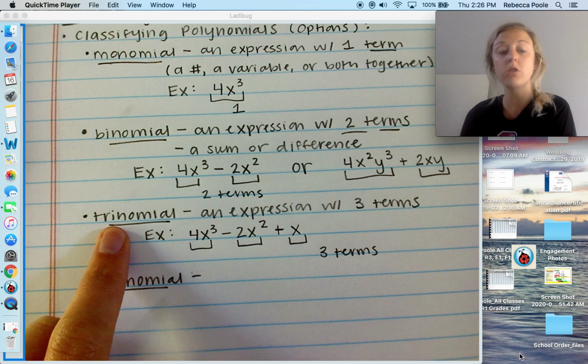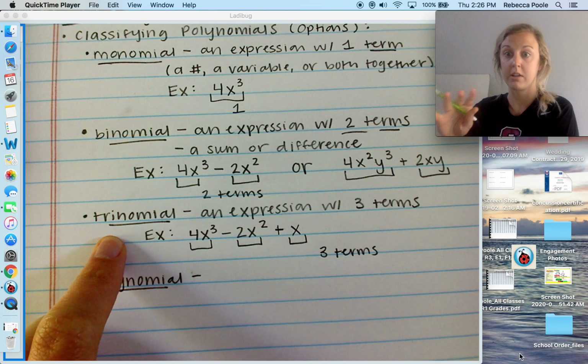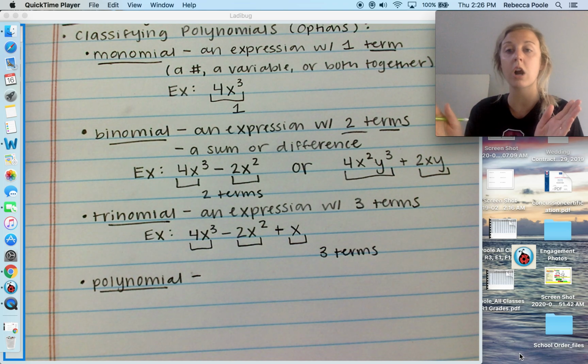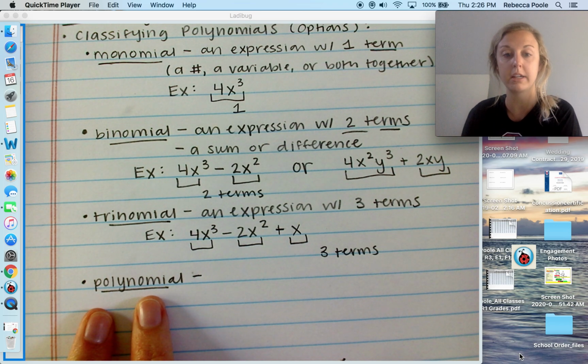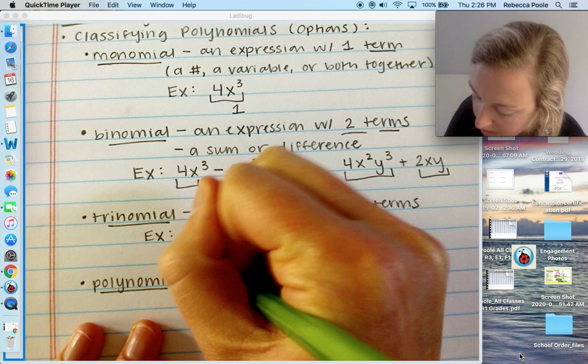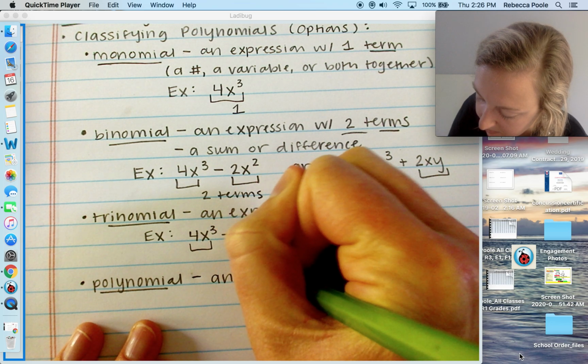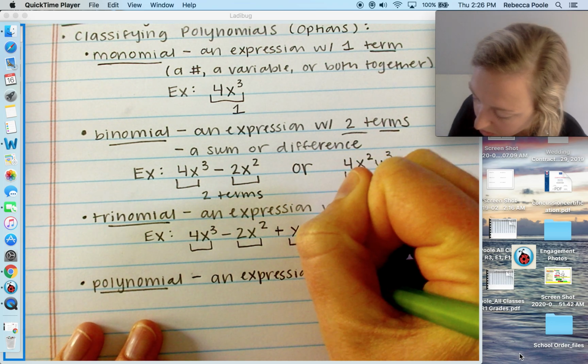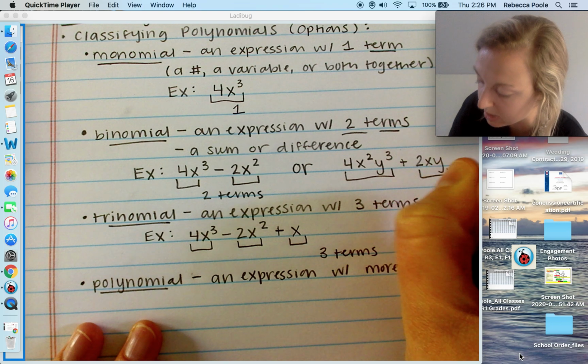So as soon as you go over a trinomial, as soon as you go over 3 kids, that's too many, okay? So we no longer have a name for it. It's just called a poly. So a polynomial is just an expression with more than 3 terms.